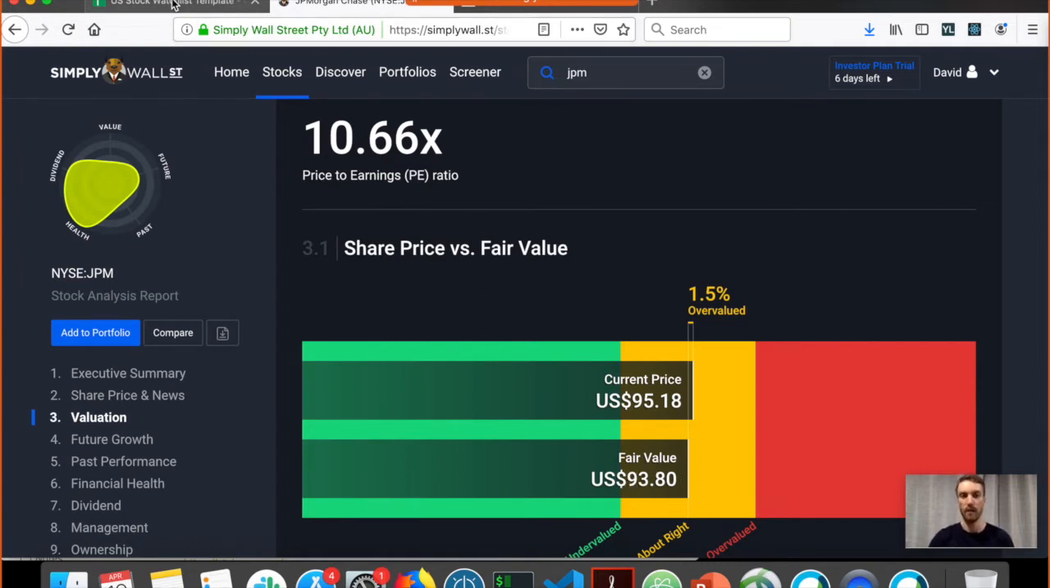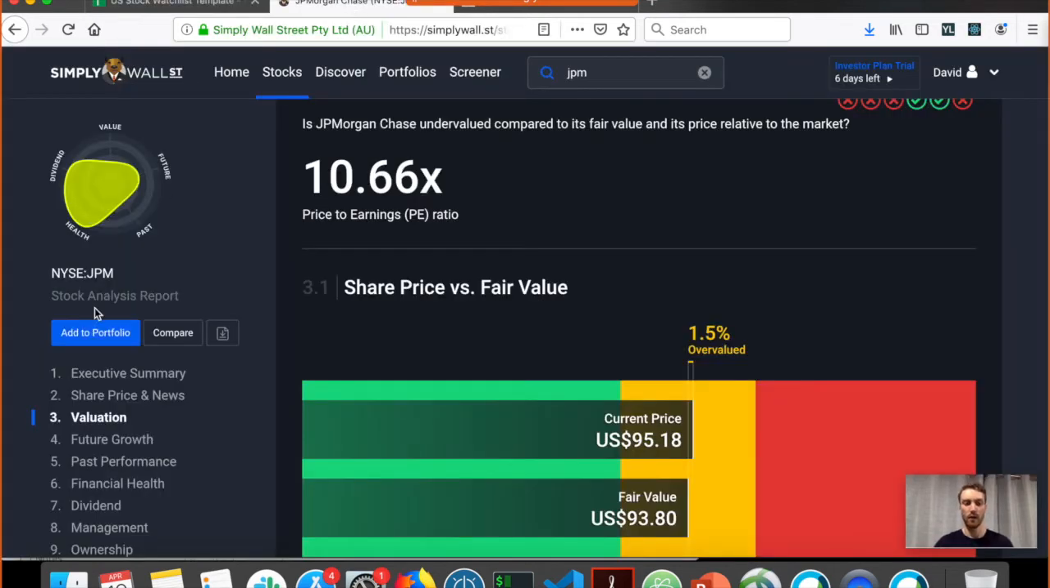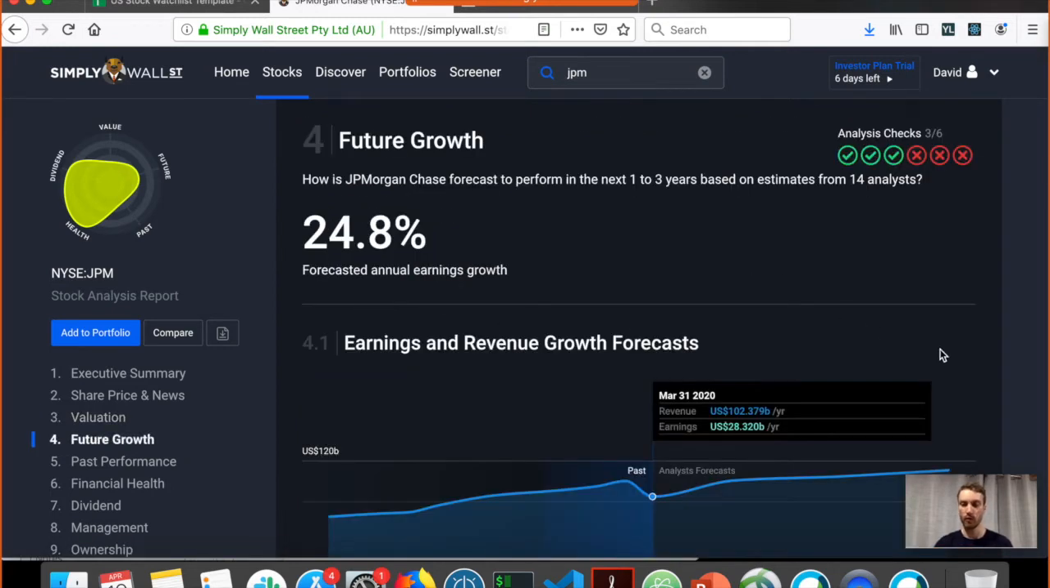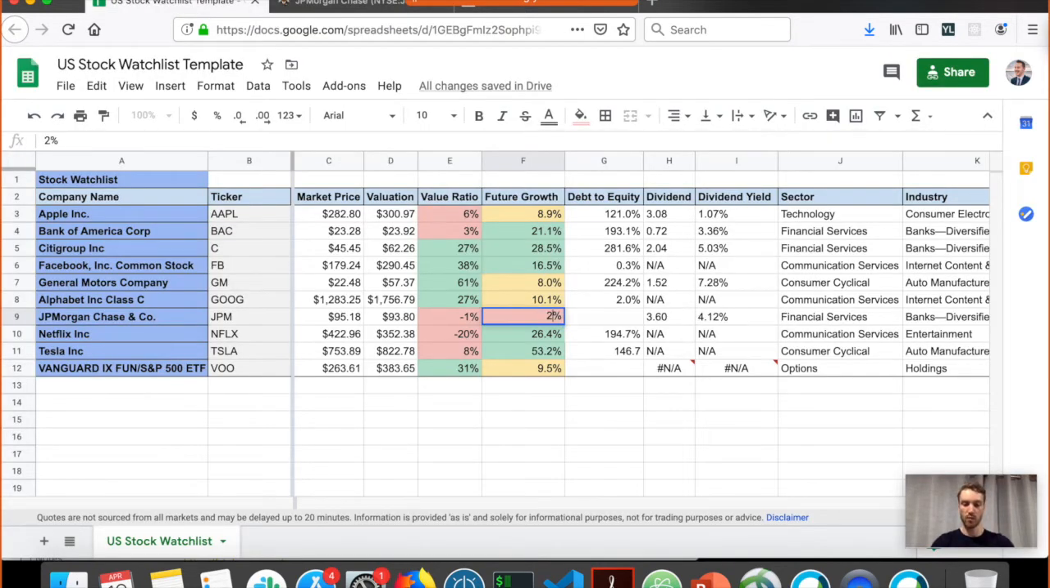So we'll add that to our watch list. Here we enter $93.80, enter. And we can see now that JP Morgan is 1% overvalued based on this valuation. Let's look at the future growth now. So to see the future growth, we click number 4, future growth, on Simply Wall Street. And here we're able to look at the forecasted annual earnings growth of 24.8%. So we'll enter that in, 24.8%. And we can see that's a significant future growth.